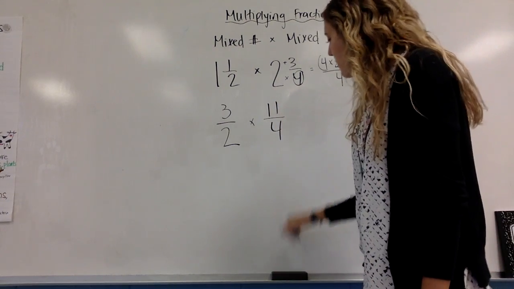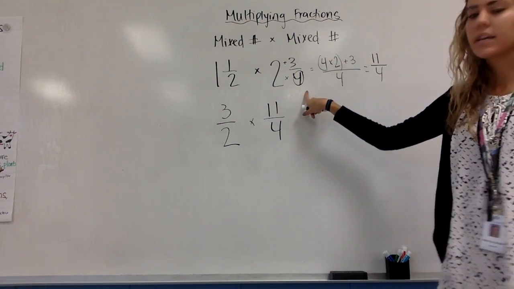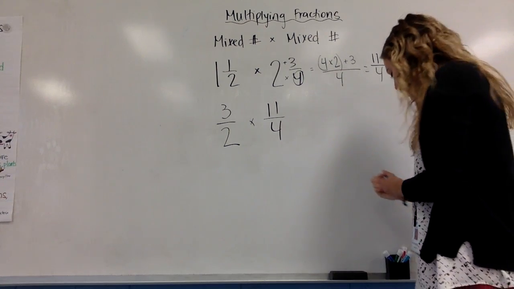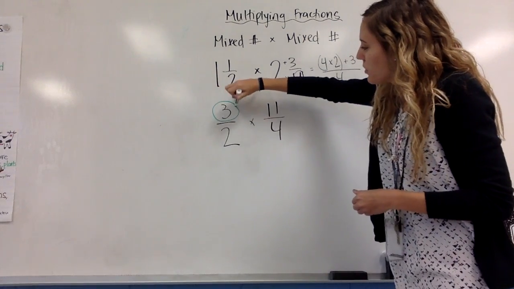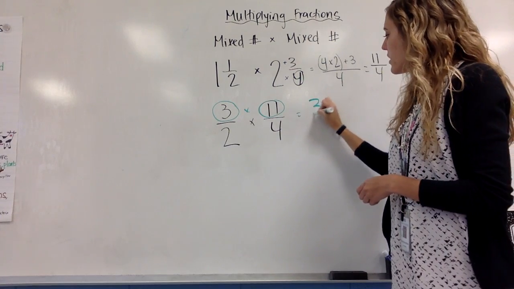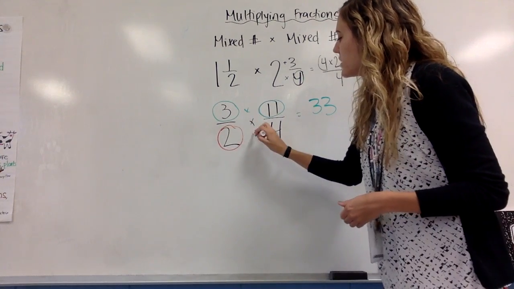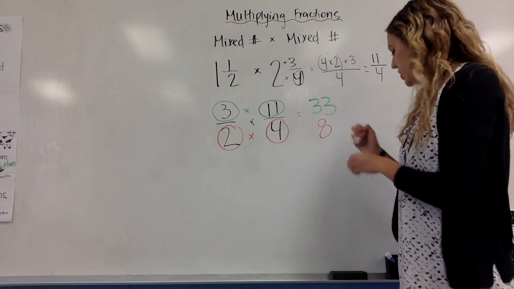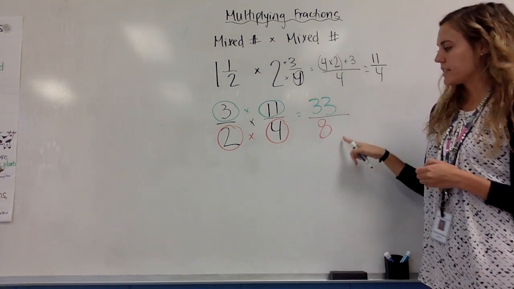So my original problem was 1 1/2 times 2 3/4, and I've turned them into improper fractions. So I have 3 over 2 times 11 over 4. And we know when we multiply fractions, we multiply our numerator times our numerator. So 11 times 3 is 33. And then we multiply our denominator times our denominator. And that equals 2 times 4, which is 8. So I have 33 over 8.